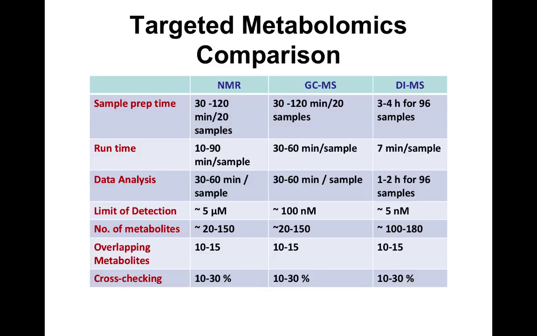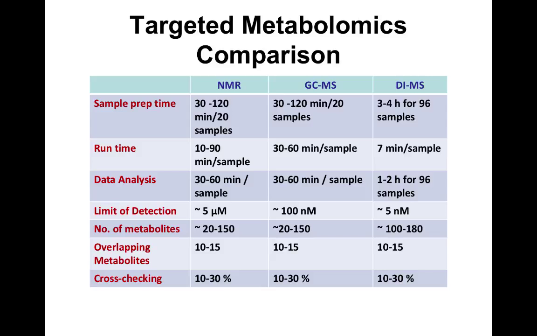There are different preparation times that are needed. NMR requires very little preparation. Mass spec generally requires more preparation. Collection times are relatively short for both NMR and LCMS, relatively long for GCMS. Data analysis is typically shorter for NMR, a little longer for LCMS. Detection limit is about 1,000 times better for LCMS over NMR.